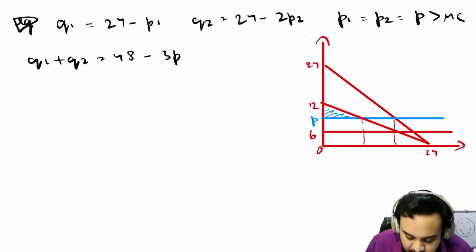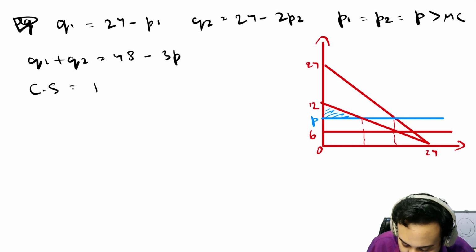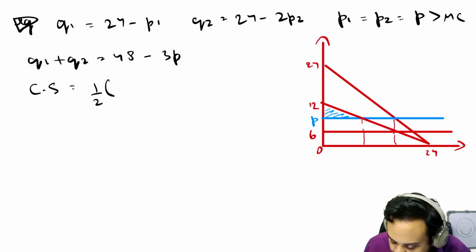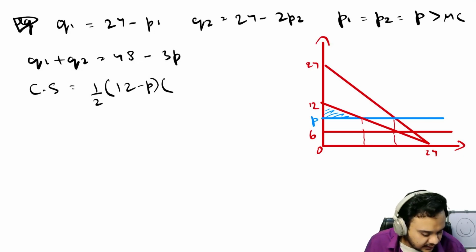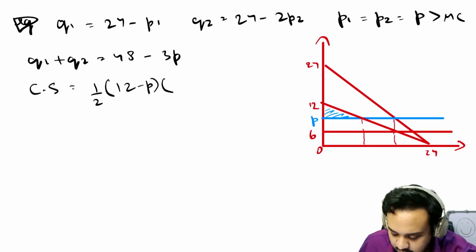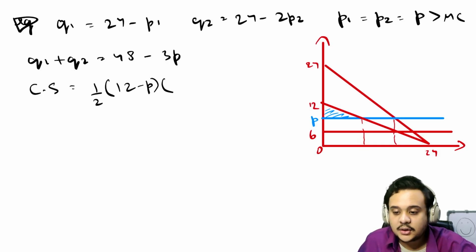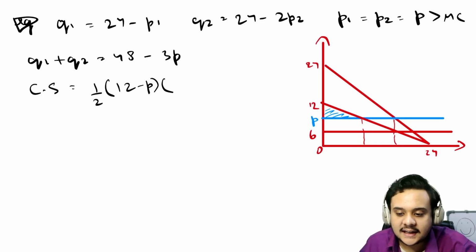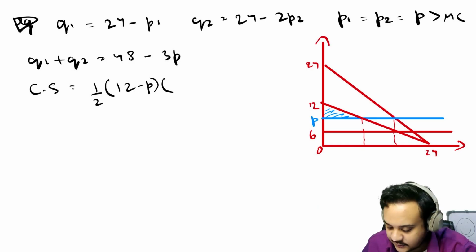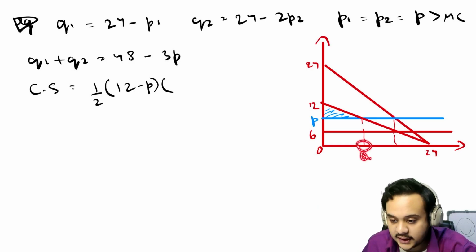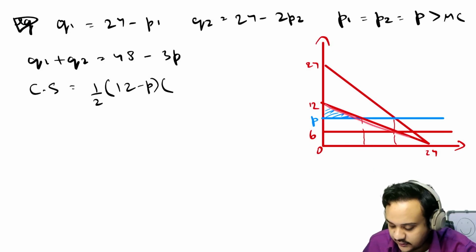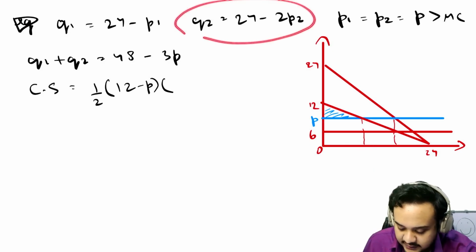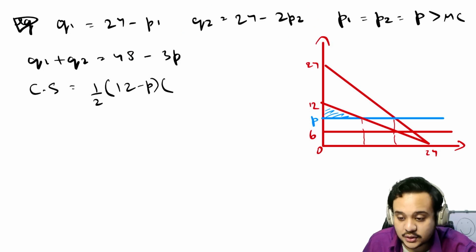Okay, now you can just find the consumer surplus. How much is that? 12 minus P is the height, and the base is how much? What is going to be this value? Okay, so you don't have to find this value. The reason you don't have to find this value is because we are trying to get the entire equation in terms of P. And this is nothing but the quantity of the second customer, right? We have already seen this. And the quantity of second customer is already given. So you don't have to find the actual value.